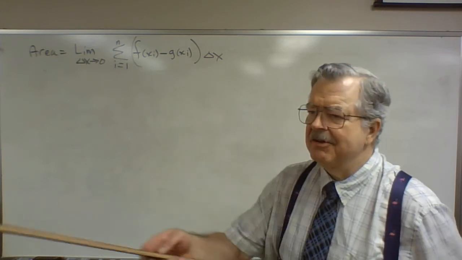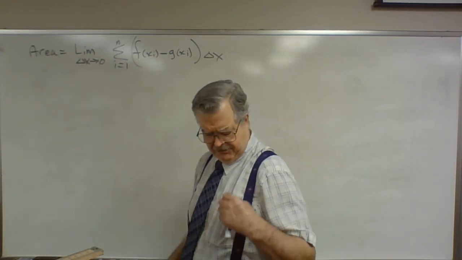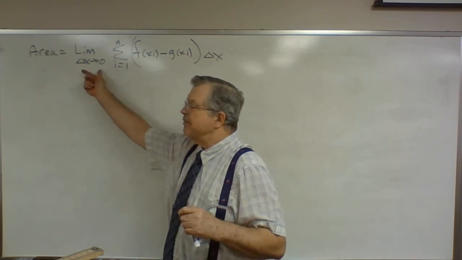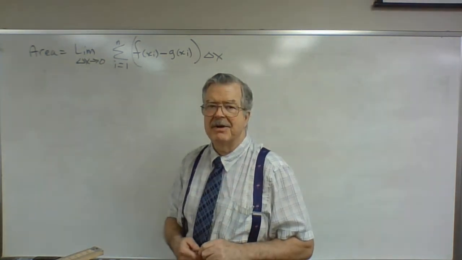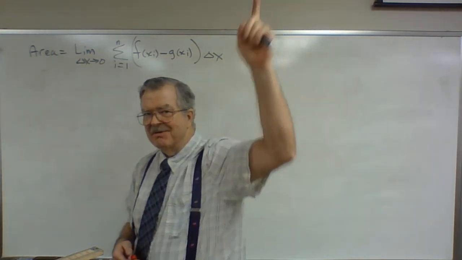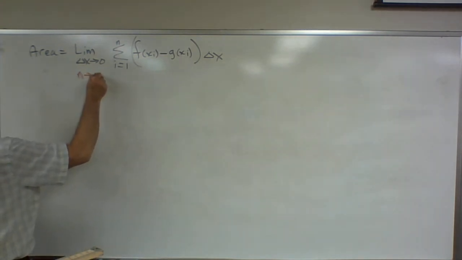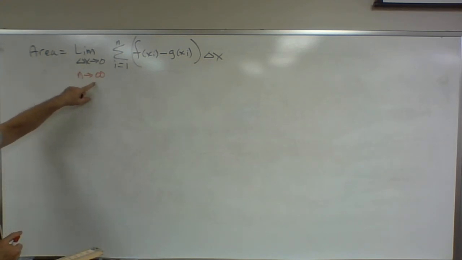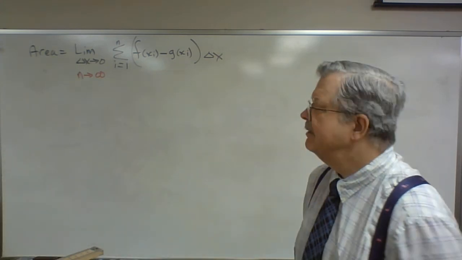And I should acknowledge something. Typically, when I write this down, I just write delta x goes to 0. But as the width of the rectangles goes to 0, what's happening to the number of those rectangles? n? n's going to infinity, isn't it? So parenthetically, we'll note that as delta x goes to 0, n goes to infinity. Okay.